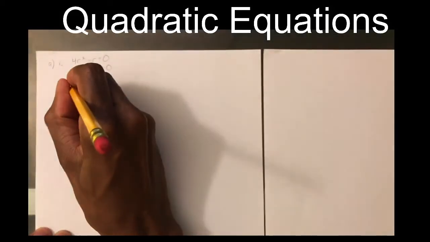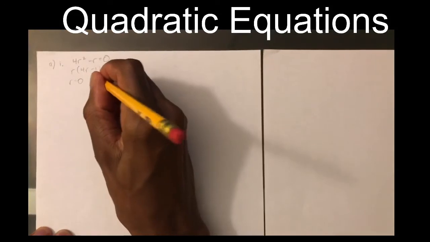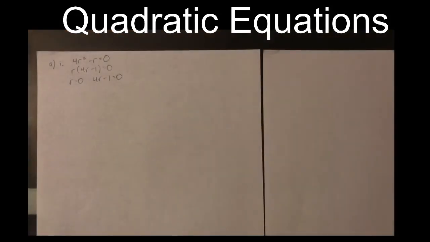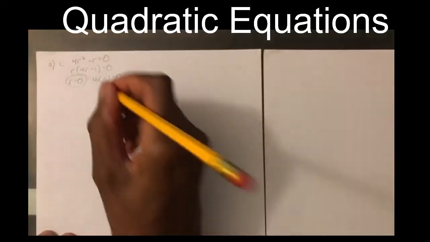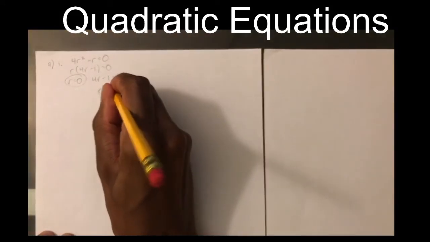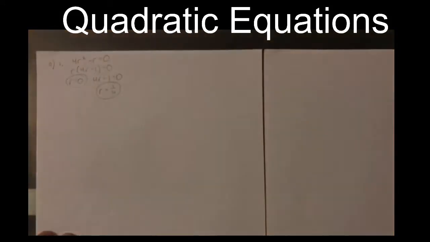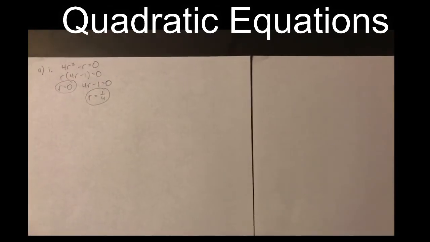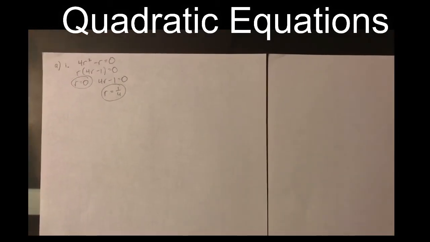So you have r equals 0, and you have 4r minus 1 equals 0, and now you just solve for r. r equals 0 is already solved for you. Over here, though, you solve for r, you get 1/4. So those are your two solutions. If you don't know, hopefully you do, but every quadratic equation has two solutions. If you're not getting two, if you're getting less or if you're getting more, that's not good.